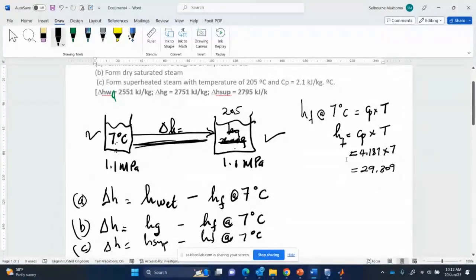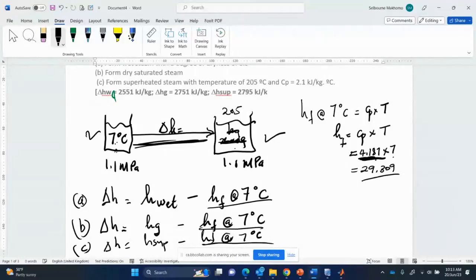Now listen to this. You can only multiply by this value, 4.187, for temperatures up to 100 degrees Celsius. Anything over 100, you don't apply this because you have a mixture of water and vapor. It's no longer water. You only use it when you have water. At 50, you still have water. At 90, you still have water. But at 120, it is vapor plus water. You cannot use 4.187. You have to use the tables. So to save time, if you use 4.187, you are still going to get the same answer as using the tables. So HF here, we already have it.